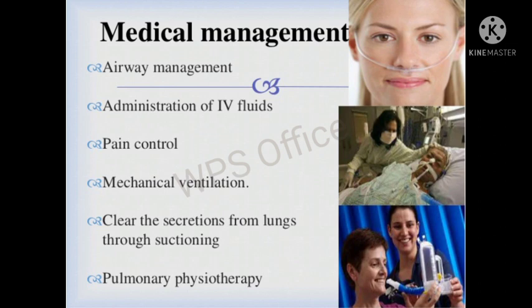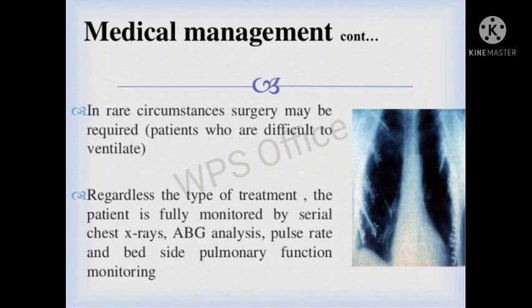Then we administer IV fluids. Then pain management will be done, mechanical ventilation can be given, secretions will be cleared from the lungs through suctioning, and pulmonary physiotherapy should be done. But in rare circumstances, surgery may also be required. Regardless of the type of treatment, the patient is fully monitored by serial chest X-rays, ABG analysis, pulse rate, and bedside pulmonary function monitoring. Even while the patient is under treatment, chest X-rays, ABG analysis, pulse rate, and pulmonary function monitoring should be done repeatedly.